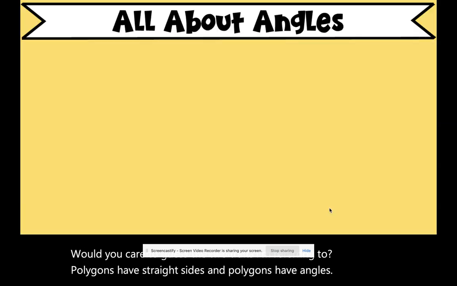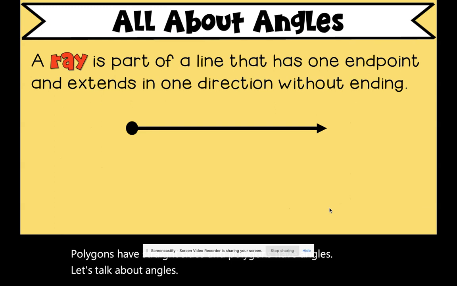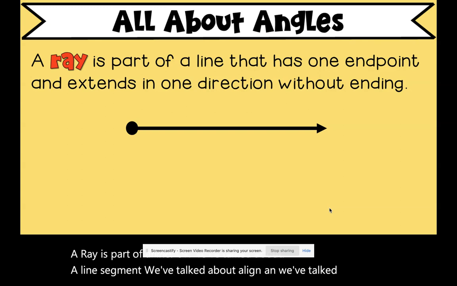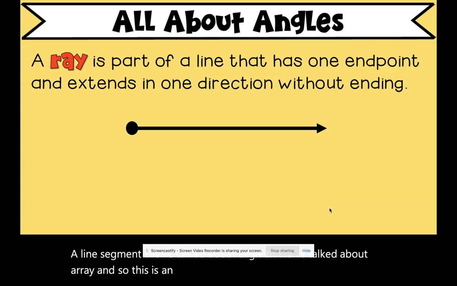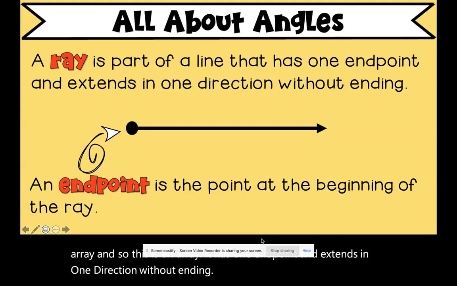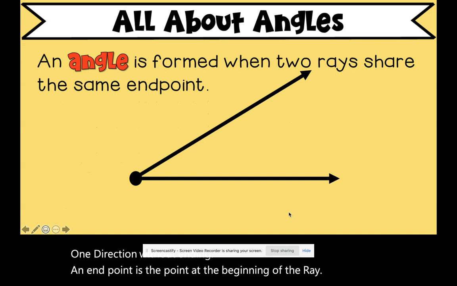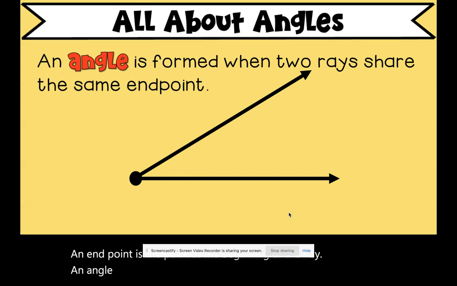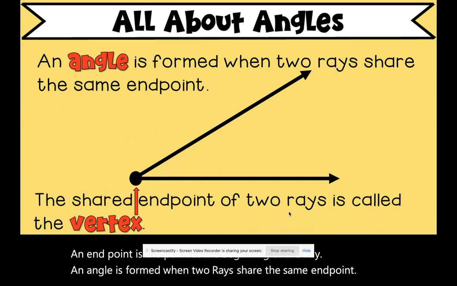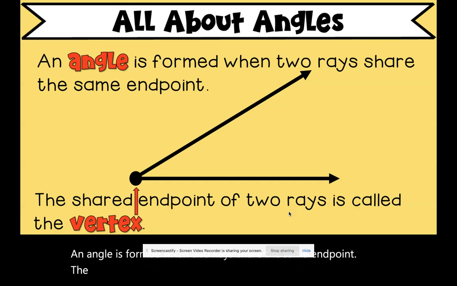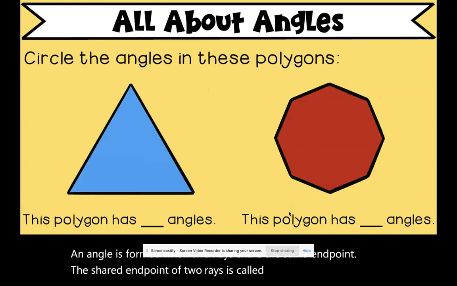Let's talk about angles. A ray is part of a line. We've talked about a line segment, we've talked about a line, and we've talked about a ray. And so this is a ray. It has one endpoint and extends in one direction without ending. An endpoint is the point at the beginning of the ray. An angle is formed when two rays share the same endpoint. The shared endpoint of two rays is called the vertex.